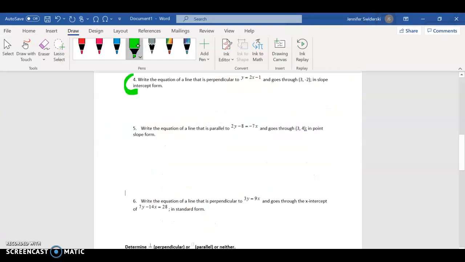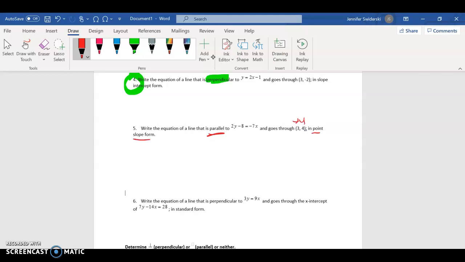I'm going to have you guys do number 4. It says write the equation of a line that is perpendicular and goes through 3, negative 2 in slope-intercept form. So go ahead and do number 4 for me, and I'm going to hop onto 5. Number 5 says write the equation of a line that is parallel, so we know that means same slope, to 2y minus 8 equals negative 7x and goes through the point 3, 4 in point slope form.